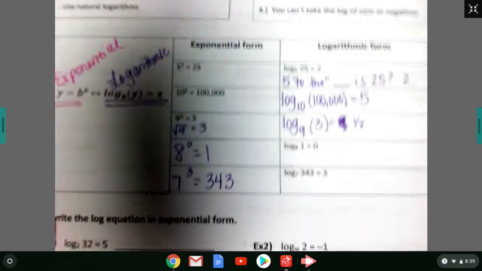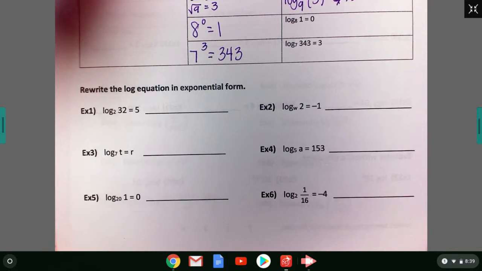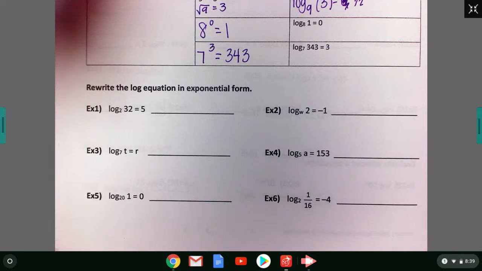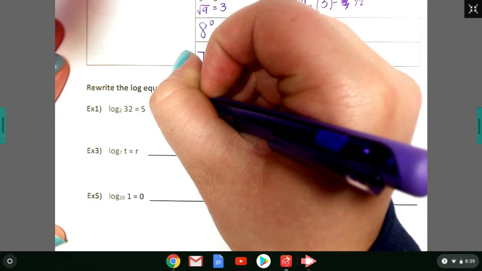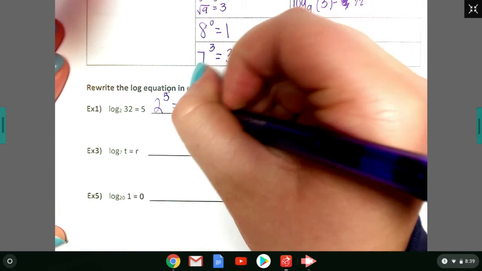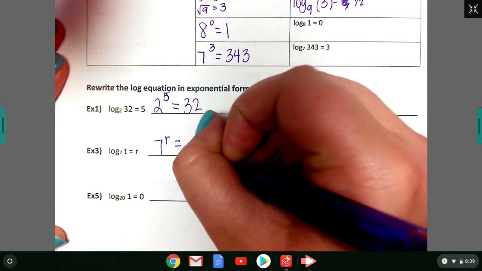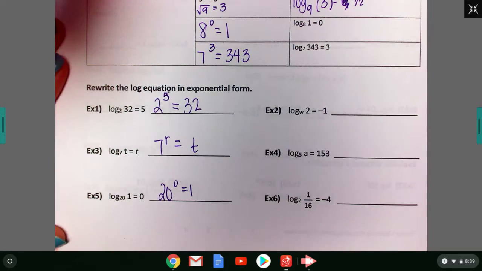Let's look at the next set. So down here, we're going to do some more flipping of them. These are all in log form, so rewrite the log form equation in exponential form. So we're always going to have something to the x equals y. So b to the x, so base to the answer: 5, base to the answer equals 32. Base to the answer, 7 to the r, equals t. 20 to the 0 equals 1. So we kind of just have to keep flipping them.